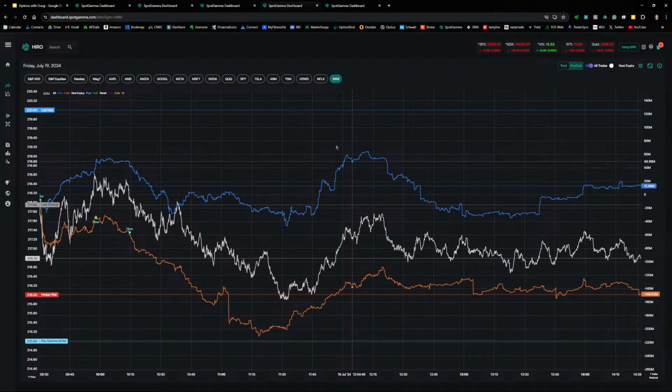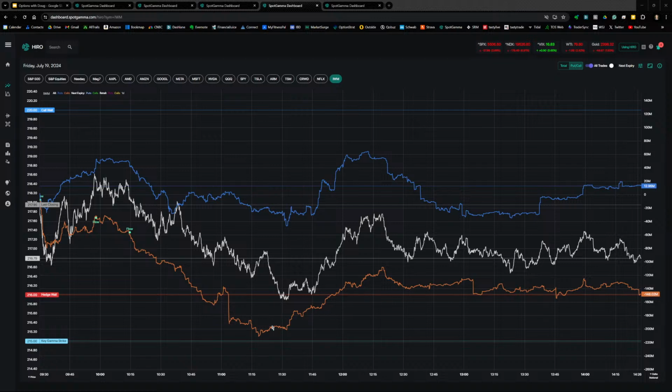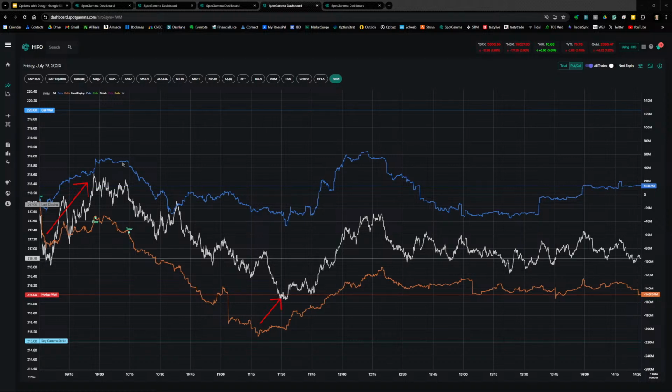So IWM, and Spotgamma has been looking for weakness in IWM. I think probably everybody else as well. So initially in the morning, IWM moved up as traders were buying calls, shown by the rising orange line, selling puts. Flow alert comes in right as the Hero signal reverses. Traders start selling calls, start buying puts. Price moves down to the 216 hedge wall.